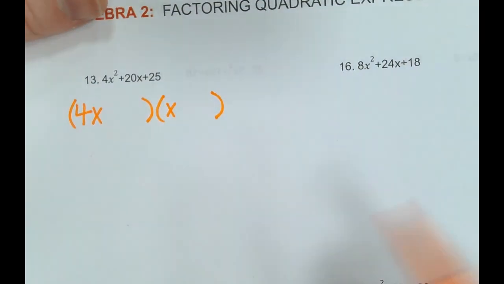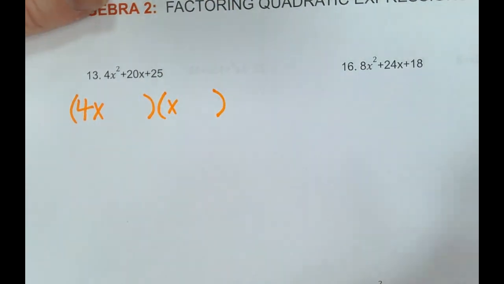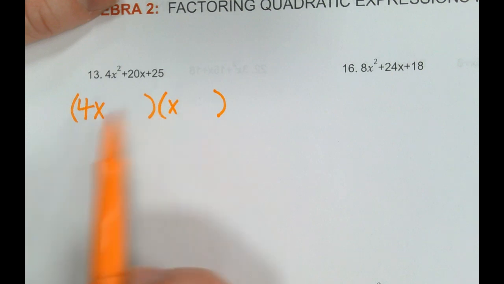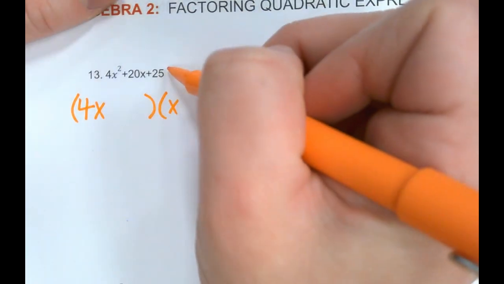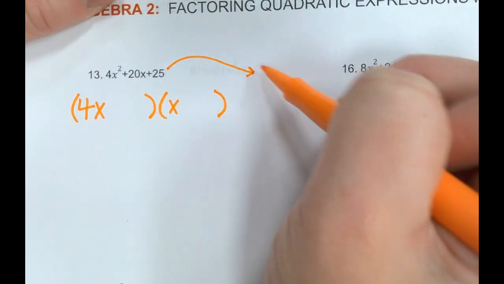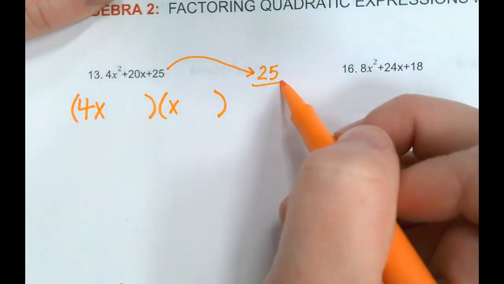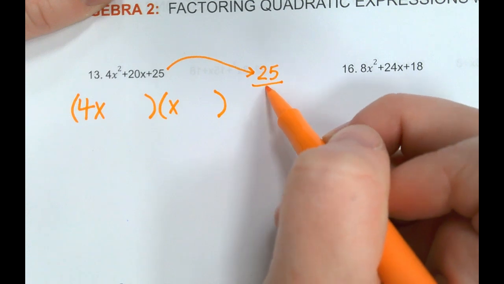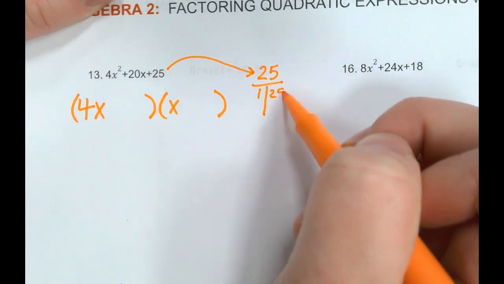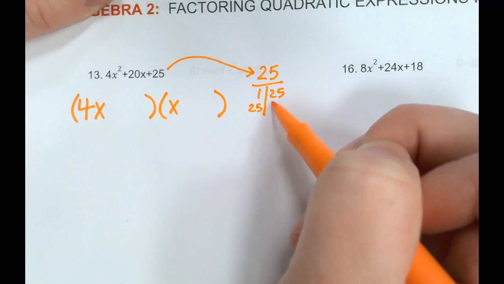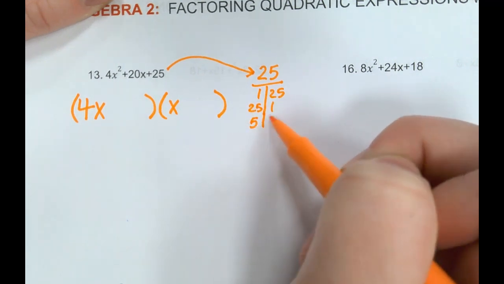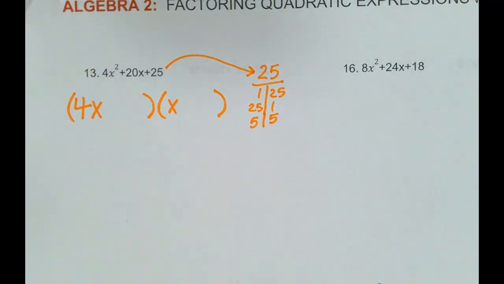Let's talk about all of these first. So we've got 4x and x. And then how do we figure out what to put in these parentheses? Find a greatest common factor. I mean, a factor for 25. Yeah, we want to look at the factors of 25. 1 and 25, 25 and 1, and 5 times 5. None of those work.